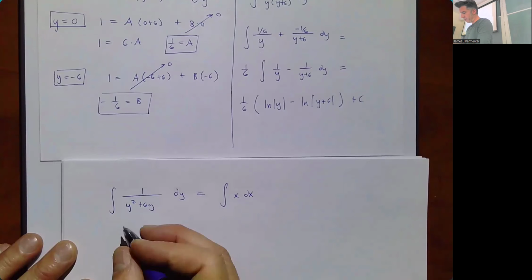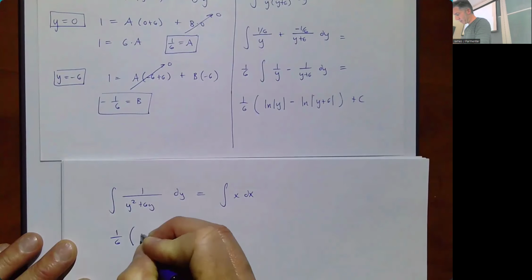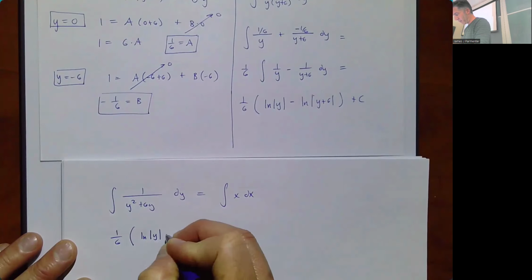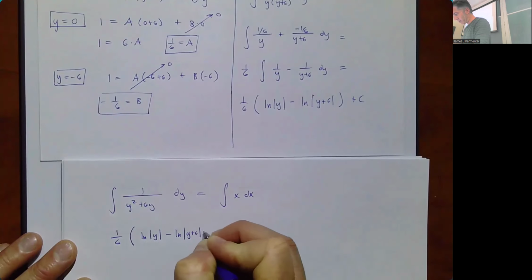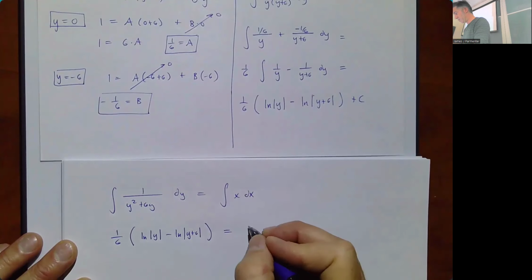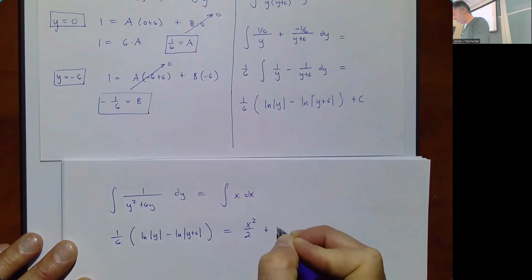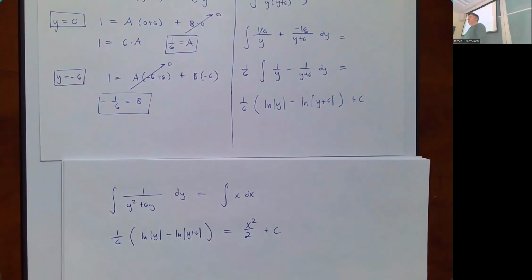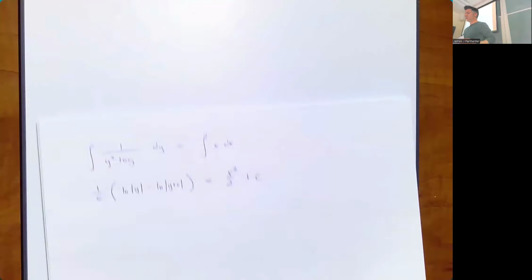So here's what we have. We have 1/6 times the natural log of the absolute value of y minus the natural log of the absolute value of y plus 6 equal to the antiderivative of this, which is x squared over 2 plus c. And if I was feeling lazy or taking a test and didn't have a whole lot of time, I might just stop there and not actually go through the process of solving for y because it's a little complicated. And also I should say, you will have some differential equations where you can't actually solve for y at the end of the process. Happens that way sometimes. Here we can, if we use our rules of logarithms.